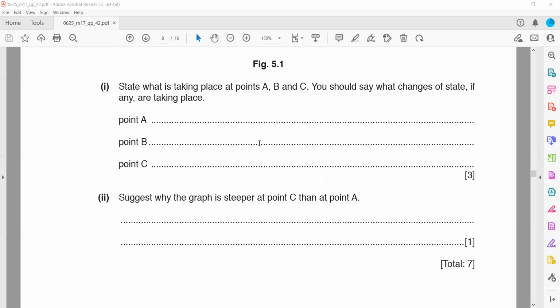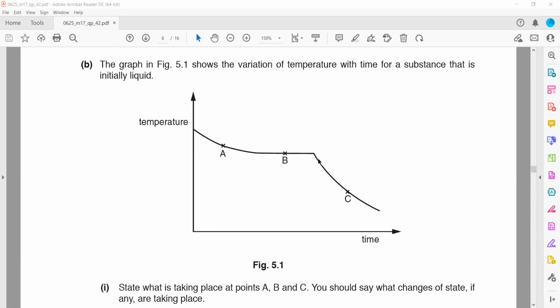And suggest why the graph is steeper at C than A. Why is it steeper at C as compared to A? It is because the liquid has a higher specific heat capacity, so it can store more energy, so the temperature change is smaller. That's why when a liquid is cooling down, losing energy, the temperature changes at a relatively slower rate as compared to that of a solid.